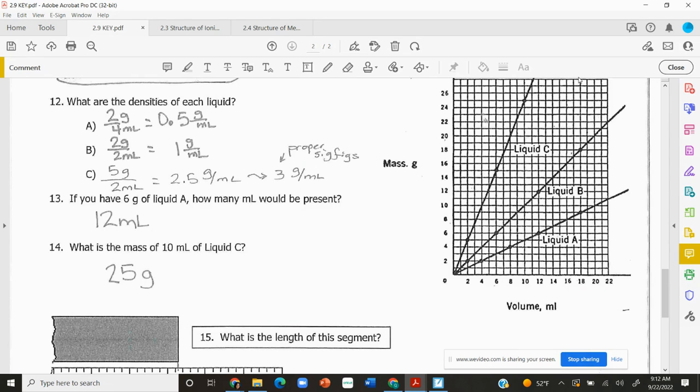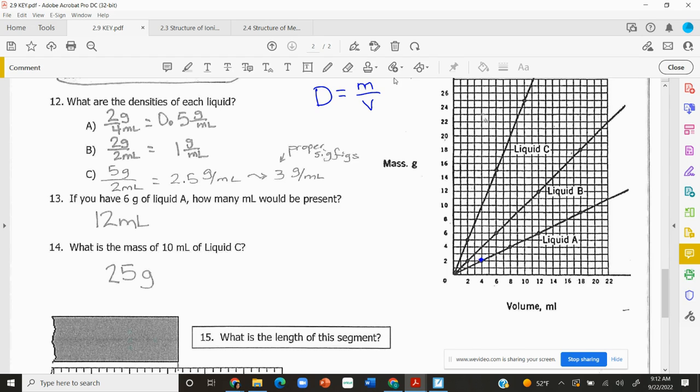They want to know what densities each liquid is. Well, remember density, and I'll give you this formula tomorrow. Density is mass over volume. So what I do is I pick a point on the line. It doesn't matter what point I pick as long as I'm on the right line. So this is my liquid A. If I pick this point right here, my mass is 2. My volume is 4. So I do 2 over 4 and I get 0.5 for my density.